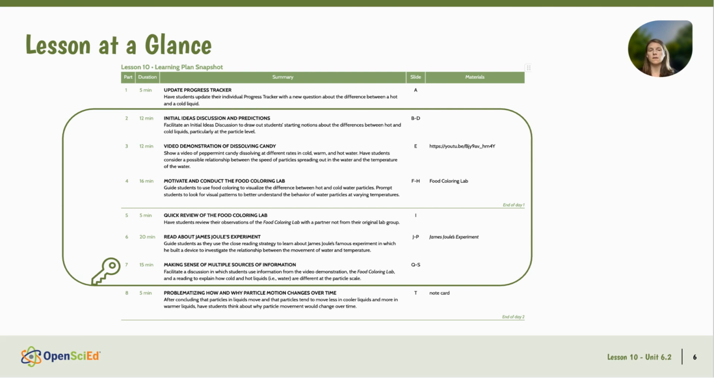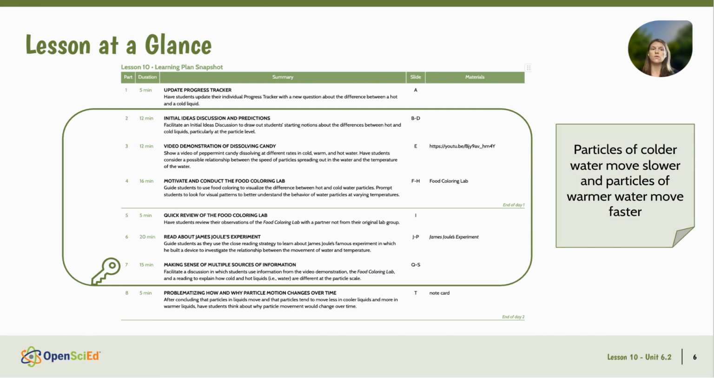And then we do three things. We watch a video of candy dissolving in three different temperatures of water. Then we conduct an investigation ourselves by putting food coloring in three different temperatures of water. And then we finally have a reading about a historical scientist who investigated the same thing, but in a different way. So we make sense of all of these sources of evidence, and we determine that particles of colder water move slower and particles of warmer water move faster.